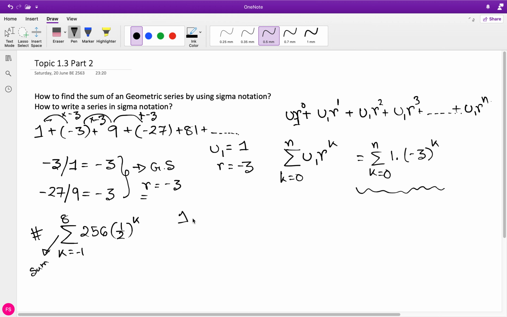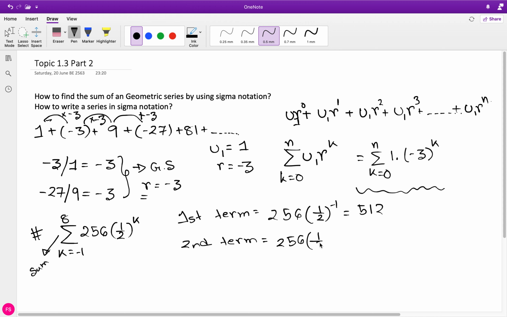If you want to find the first term, all you need to do is substitute the lower limit into the general term of the series. In this case, it's going to be 256 times (1/2) to the power of -1. This will give you 512. If you want to find the second term, you need to substitute k equals the next number after -1, because you started with -1. It's going to be to the power of 0. This will give me 256.